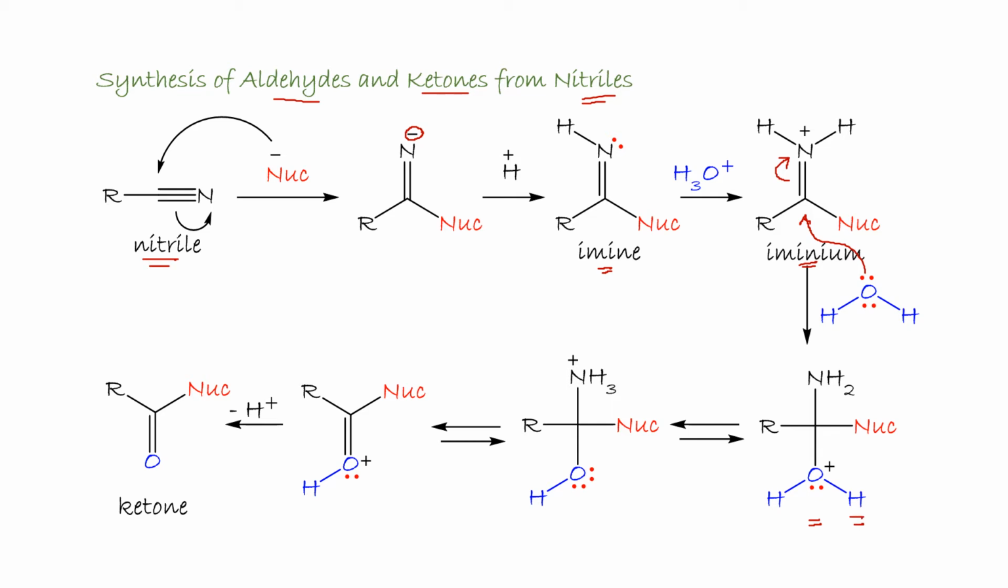minus H plus H, so H will move from here up to the nitrogen, then this lone pair will go to form a double bond, kicking ammonia out, deprotonation provides the ketone. If the nucleophile is H minus, that will be aldehyde. If nucleophile is carbanion, that will be ketone.